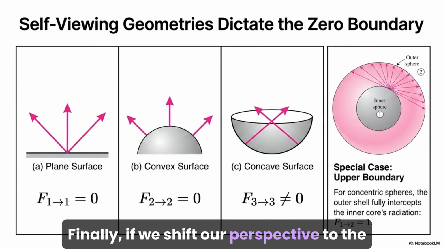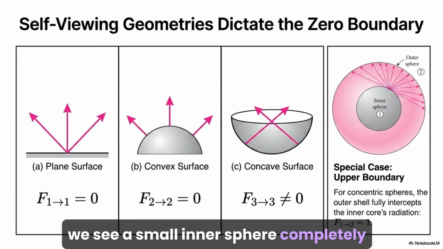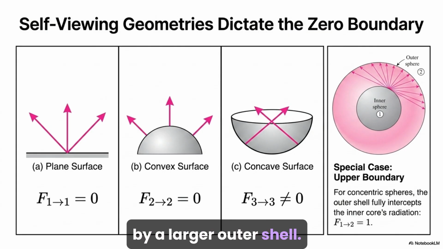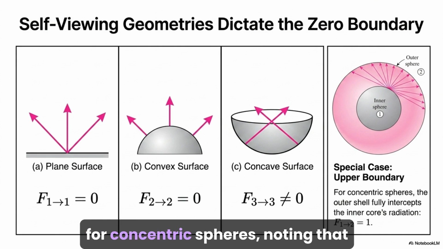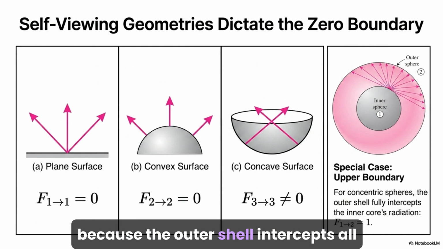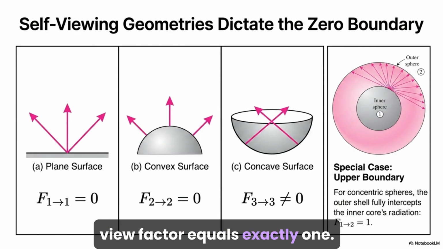Finally, if we shift our perspective to the special case highlighted on the far right, we see a small inner sphere completely enveloped by a larger outer shell. The final equation at the bottom right defines the upper boundary condition for concentric spheres, noting that because the outer shell intercepts all radiation leaving the inner core, that view factor equals exactly 1.